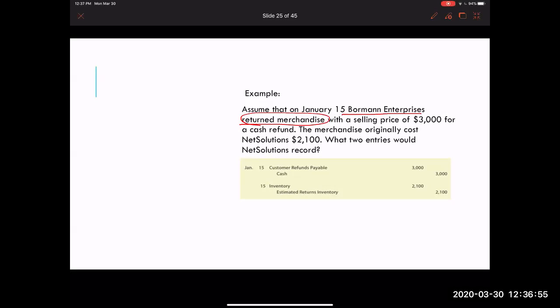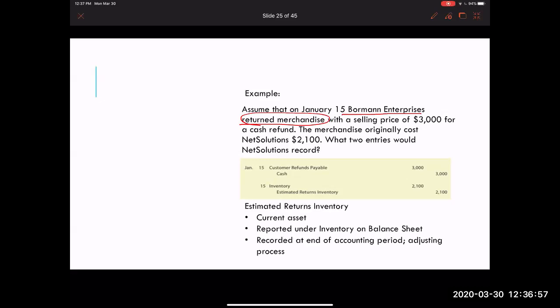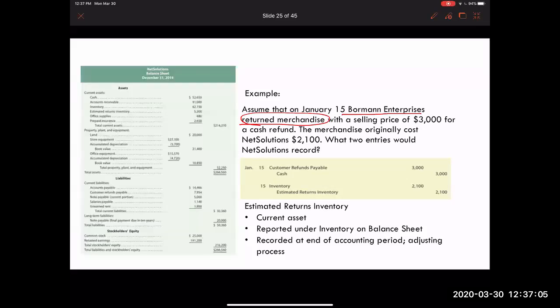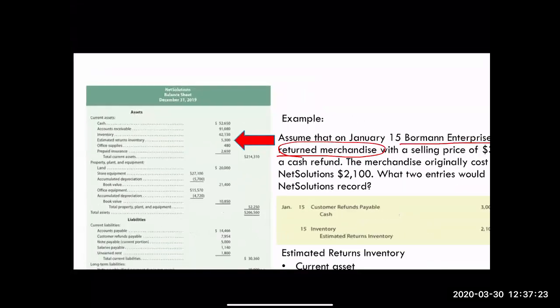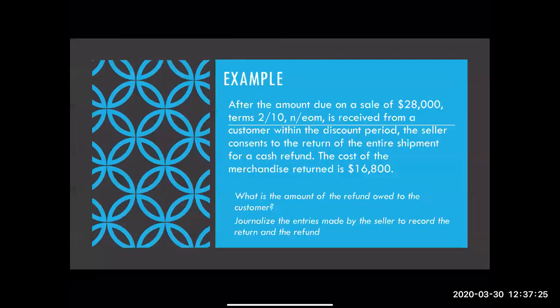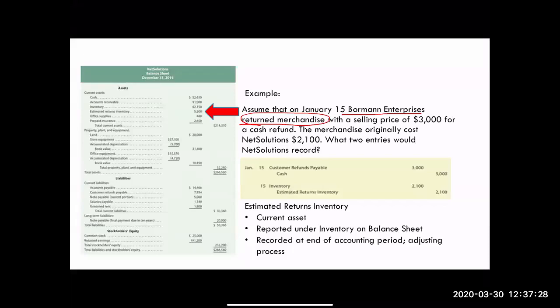So let's talk about that particular account. Estimated returns inventory is a current asset account. It's reported under inventory on the balance sheet, and it is recorded at the end of the accounting period as an adjusting entry. So here's my estimated returns inventory. Before I move on, let's discuss this.